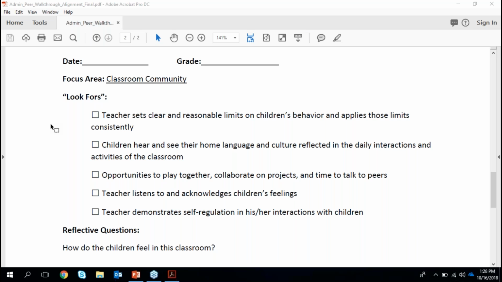We look at the children here and see their home language and culture reflected in the daily interactions and activities of the classroom. Some children's home language might be present in this lesson, but there might be other ways to incorporate other languages as well. That can often be difficult with something like rhyming, because rhyming is dependent on language structures. When we look at the next three, we didn't quite see those either.